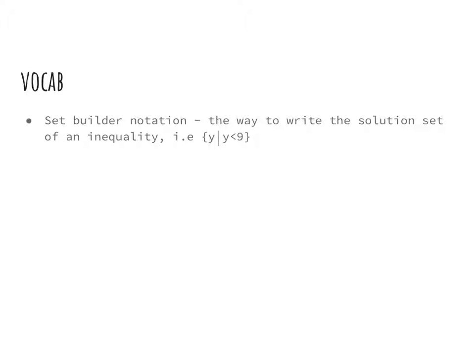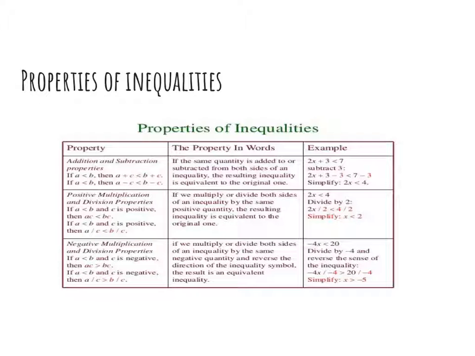Okay, so it's going to look something like this, where we list the variable first, then we've got that little vertical line break, and then we write the inequality that we got as an answer. So here are the properties of inequalities. Go ahead and pause the video and get these written down before hitting play and continuing.